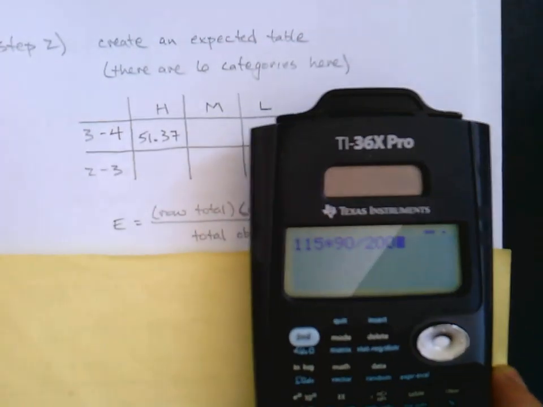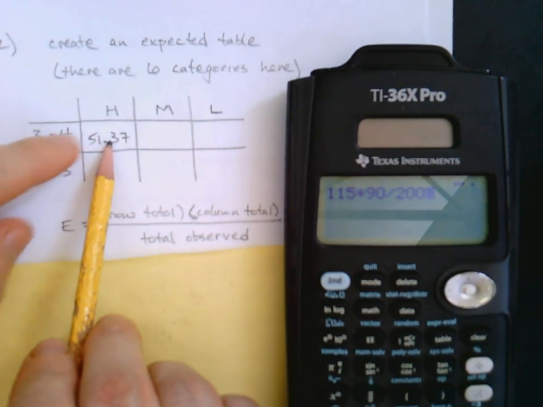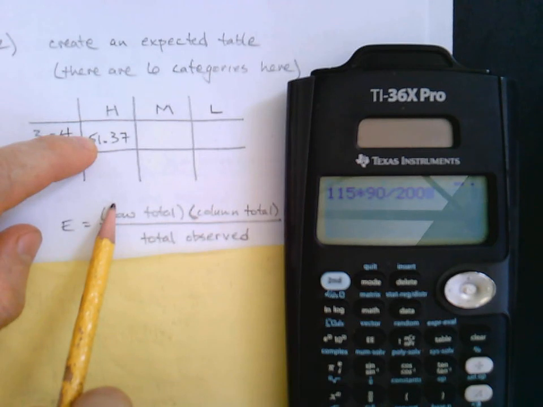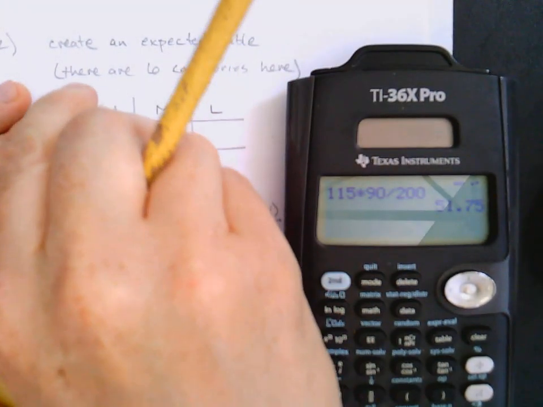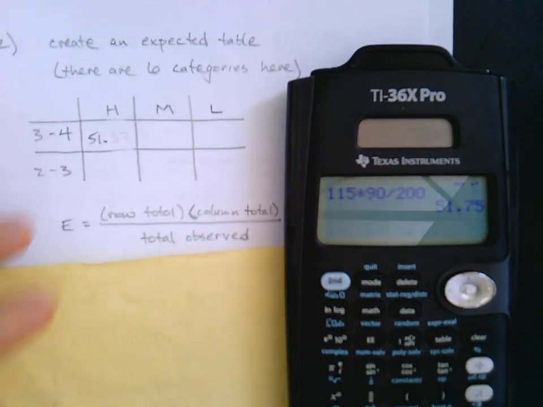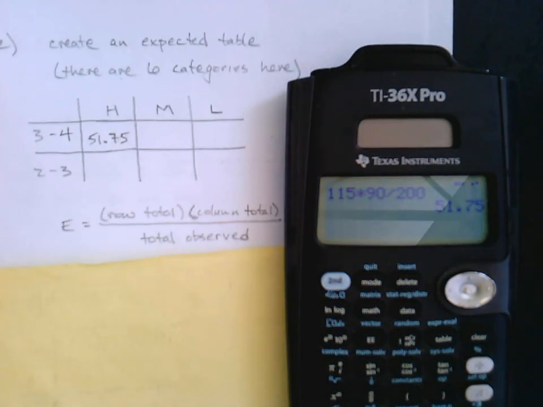So, I cannot figure this out. For this number right there, I go row total, column total, divided by total of totals, and I got a different number than what I have there. Oh, okay, 115 times 90 over 200. Okay, wow. 51.75. Well, I'm glad I did this live here. So my other numbers might be off as well.